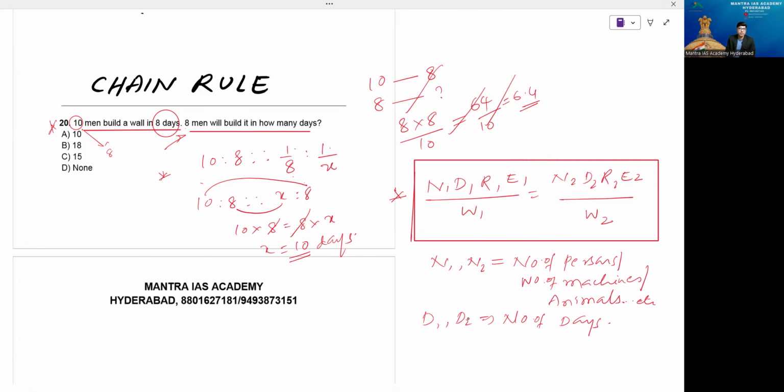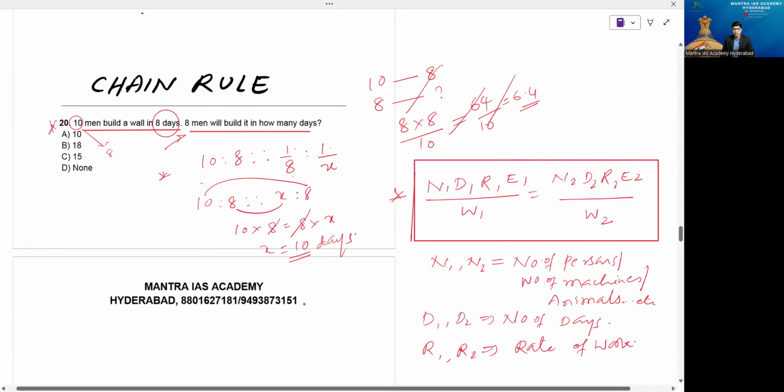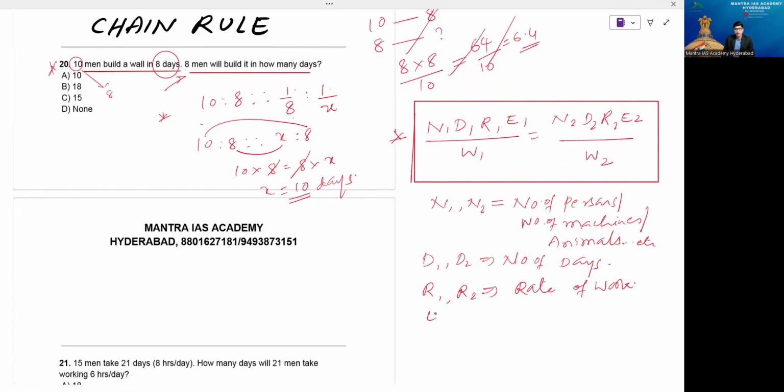Now, I'll explain all these things while doing the problem, and you'll get clarity. R1 comma R2 is nothing but rate of work, how many hours a person is working. This is what you say, 5 hours per day, 10 hours per day. This all comes under R1 comma R2. Next point is E1 comma E2. It stands for efficiency. He will mention 80% efficient, 90% efficient; left side is 80%, right side 90%. If you write it, that's not a problem at all. W1 comma W2, an important one, is the amount of work done.